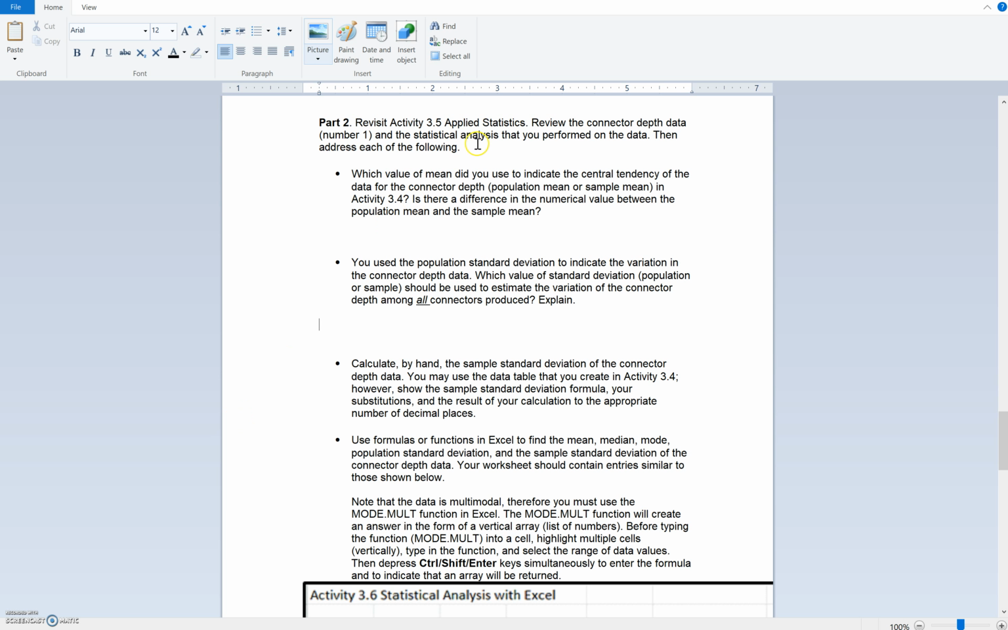The other half of this worksheet, Part 2, talks about revisiting 3.5 applied statistics, reviewing the connector depth data, and then doing some kind of analysis on that data, addressing each. What value did you use to indicate central tendency? Was it population or sample mean? And is there a difference in numerical value between population and sample mean?